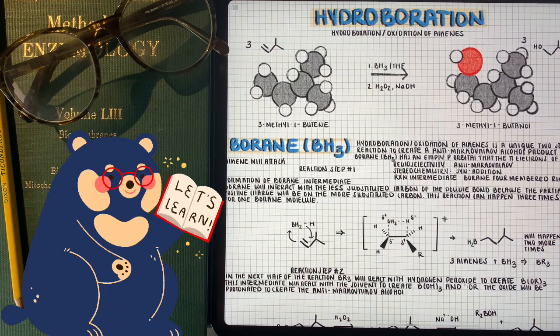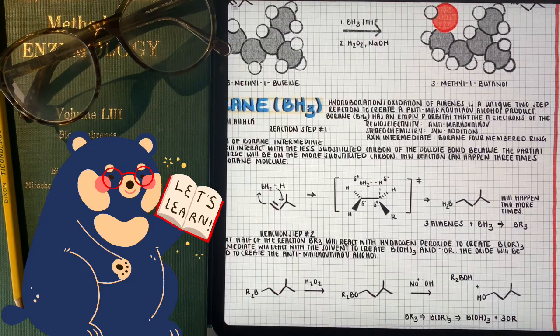This is an oxidative pathway for us to get an anti-Markovnikov alcohol. So going from an alkene to an anti-Markovnikov alcohol. It does this through two steps. The first step revolving around nucleophilic addition and a reaction with borane, BH3. The second is a follow-up reaction with hydrogen peroxide and sodium hydroxide. So this is going to help us go from that borane intermediate to the anti-Markovnikov alcohol. So let's start talking about the mechanism.